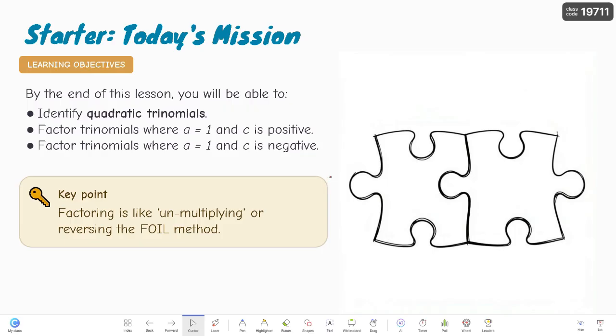By the end of this lesson, we're going to identify what a quadratic trinomial is. We're going to learn how to factor a trinomial where a is equal to 1 and c is a positive number. But we need to remember that factorization is the reverse operation of multiplication. As we mentioned in the previous video, there is a big difference between the standard form and the factor form. Let's see how we do this with the quadratic trinomial.